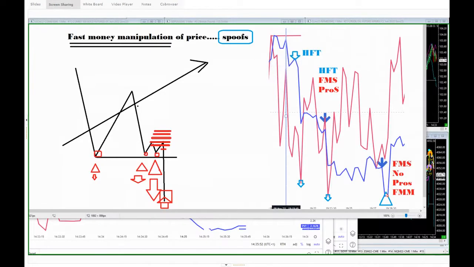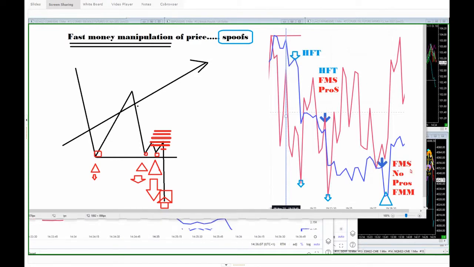Blue line drops, red line rallies. So we're obviously looking at that and saying, this is obviously fast money manipulation. Yeah, so this is a fast money spoof, right? This is a fast money spoof coming in just there. So obviously this is a fast money manipulation, which is the same as basically a stop run, which means that this is a buy trade.